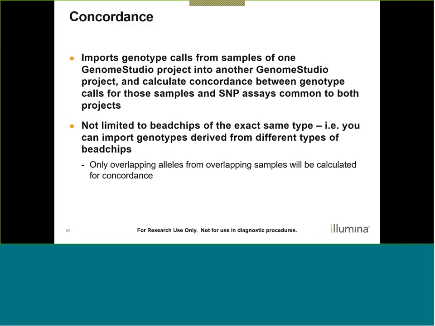Not so for Concordance. If, for example, you run a GenomeStudio project with a 5 million SNP chip, and you run a subsequent project with a 2.5 million SNP chip that's a subset of the 5 million, you can analyze the genotype calls, import them from one into the other to compare the genotypes. And it does not require that they come from the same type of chip. It only requires that they have some overlap in the markers.